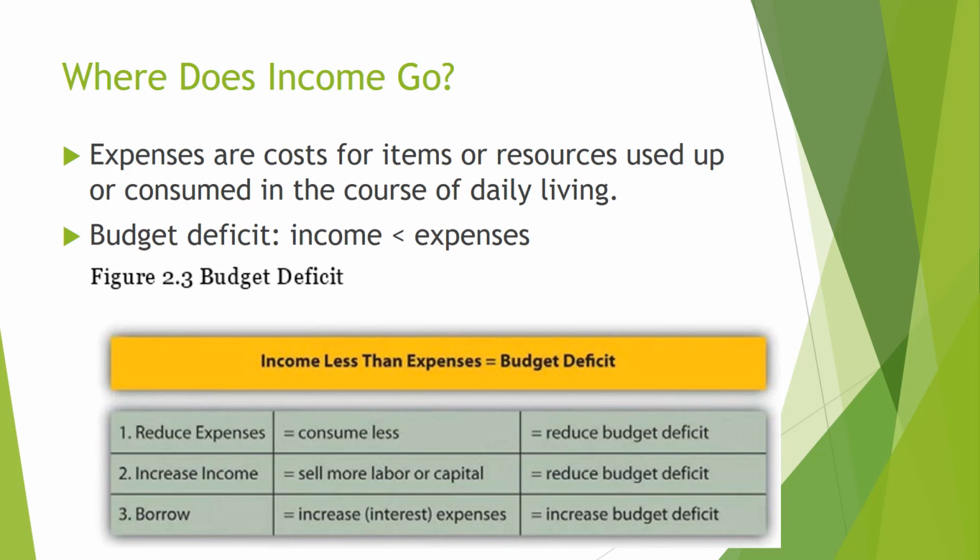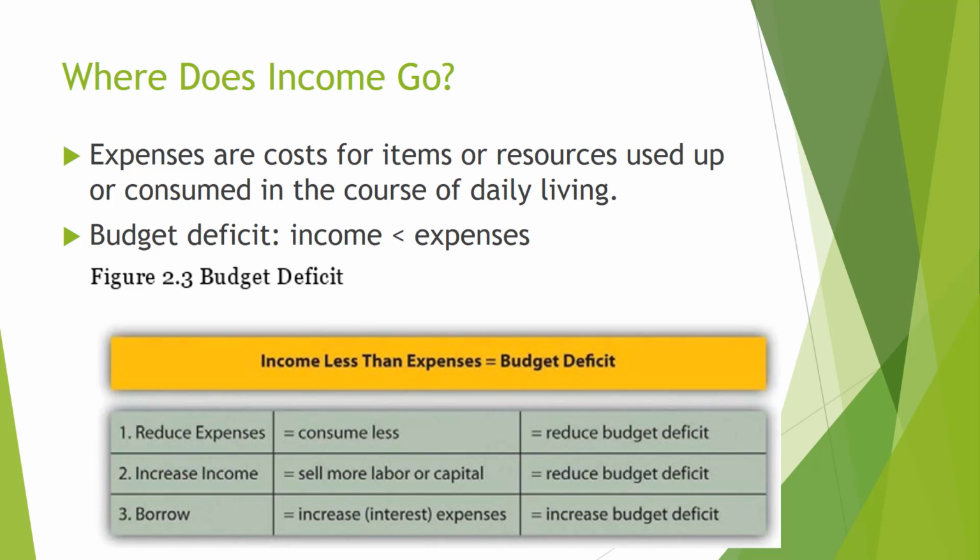Another concept you're likely familiar with is expenses. These are the costs for things that you use or consume in your daily lives. Examples include the food you eat, your housing costs, clothing, utility or cell phone bills, and so on. When your income is less than your expenses, you have a budget deficit. That means you don't have enough money to cover your wants or needs.